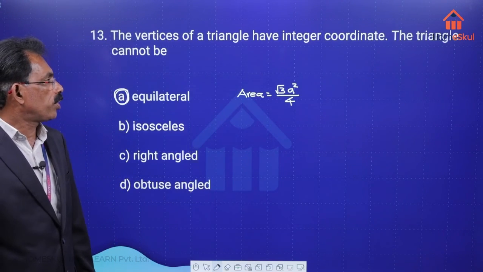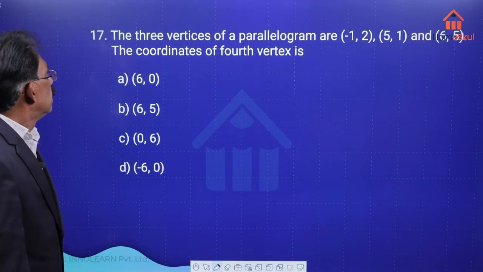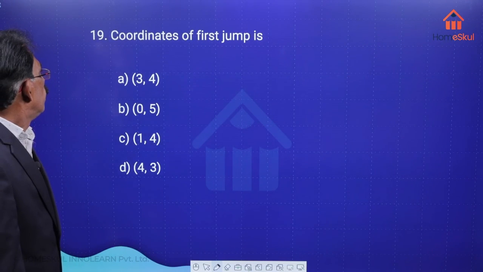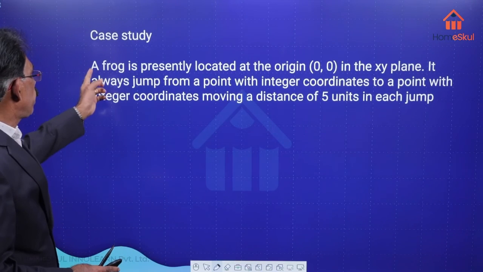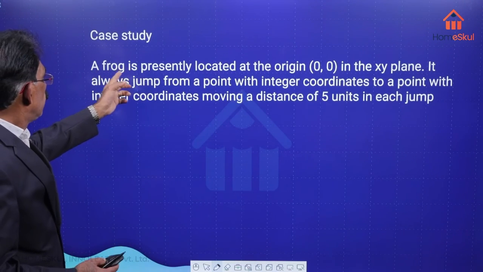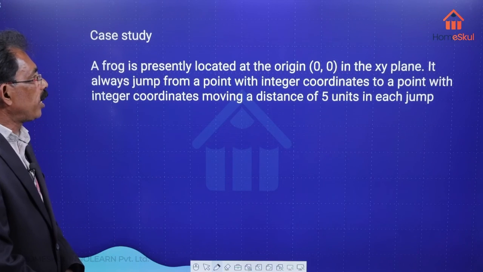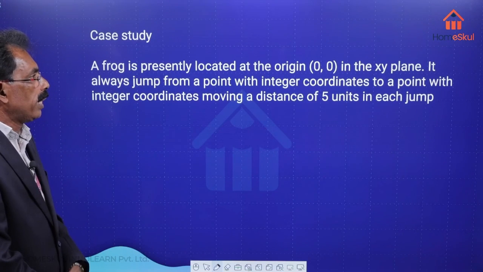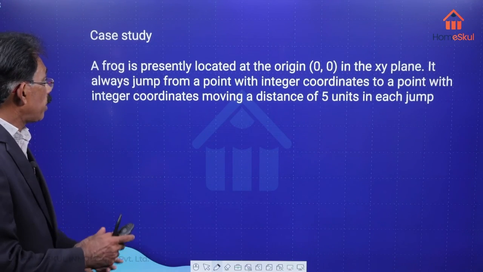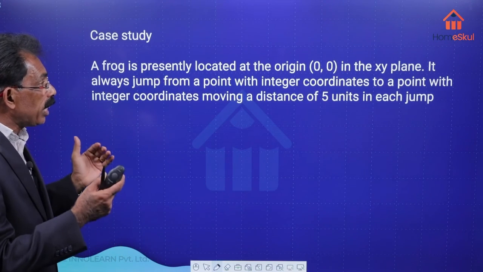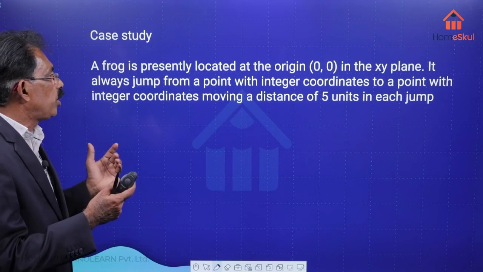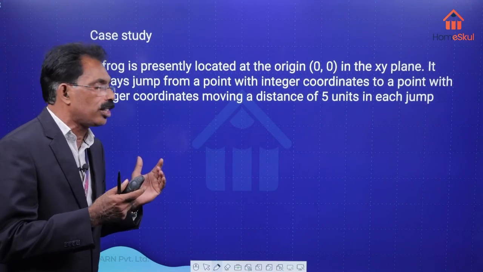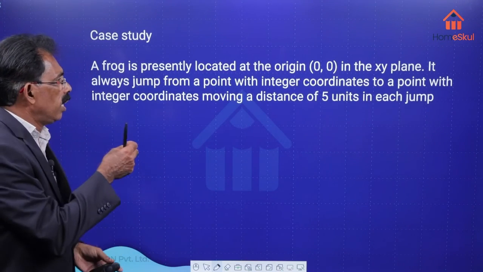This is the last minute. We will do the case study. A frog is presently located at the origin 0, 0 in the xy plane. It always jumps from a point with integer coordinates to a point with integer coordinates, moving a distance of 5 units in each jump.